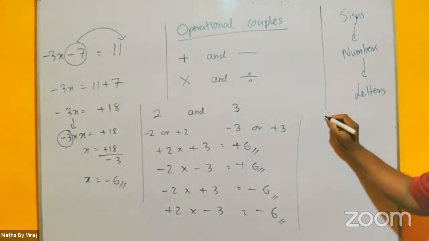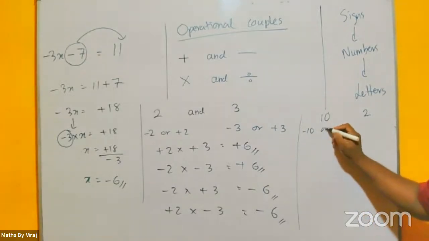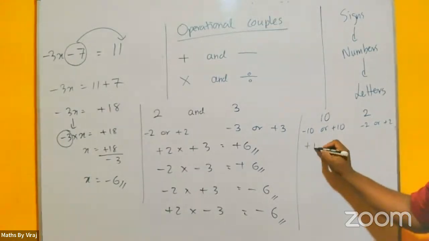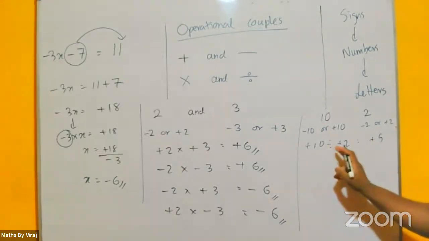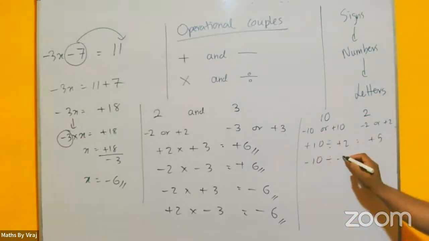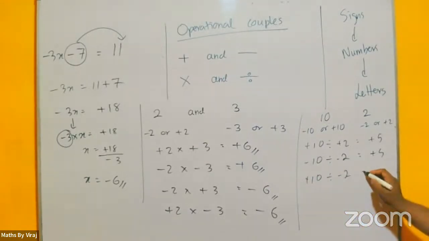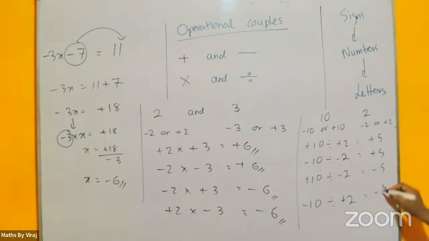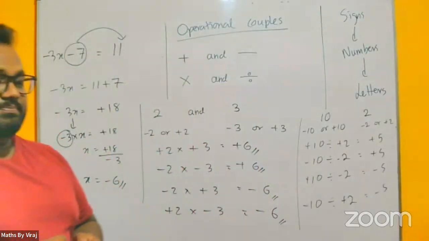Furthermore, let's look at this. Let's have the two numbers 10 and 2. Again, I can have minus 10 or plus 10, minus 2 or plus 2. Plus 10 divided by plus 2. Look at that. It is plus 5. Plus divided by plus, 10 divided by 2, 5. Minus 10 divided by minus 2, again plus 5. Plus 10 divided by minus 2 is minus 5. Minus 10 divided by plus 2 is what? Minus 5.